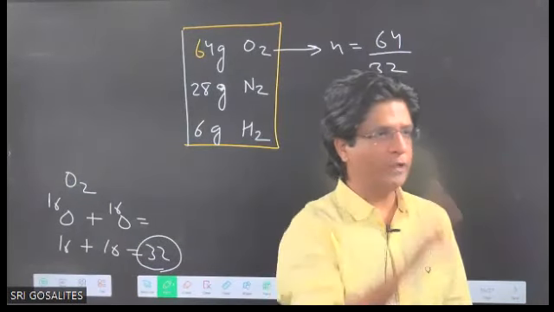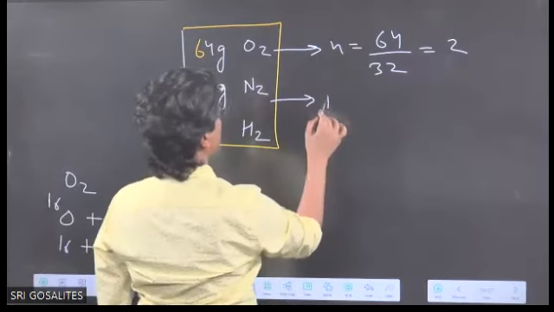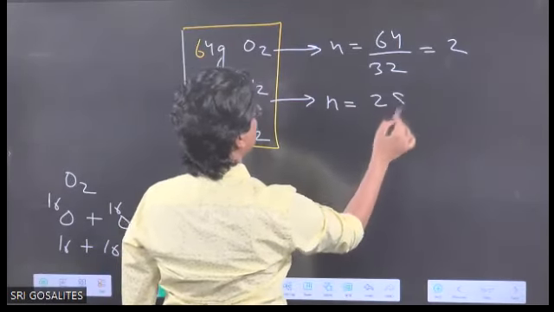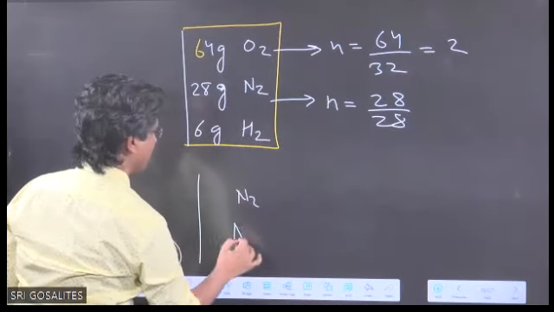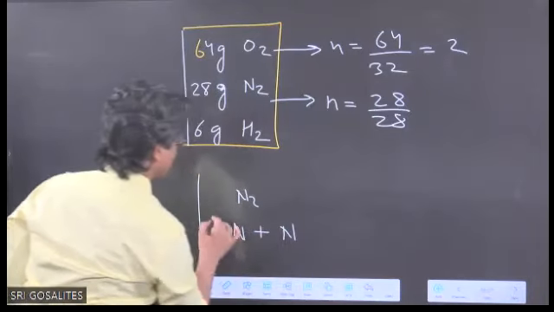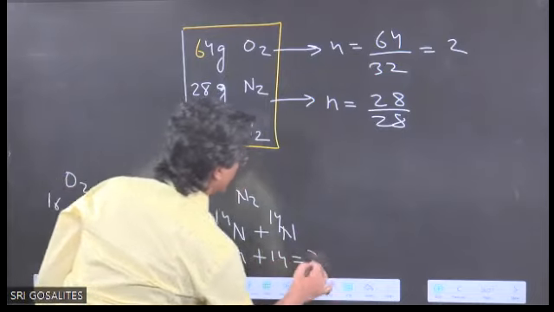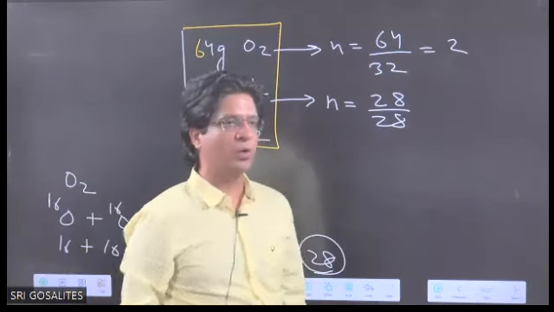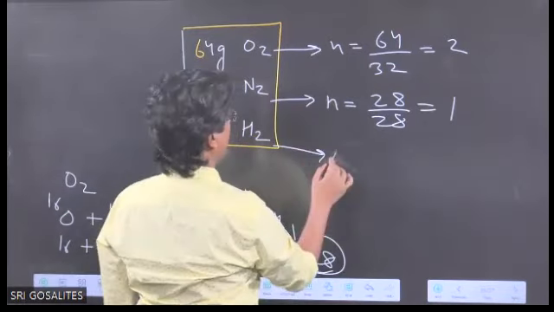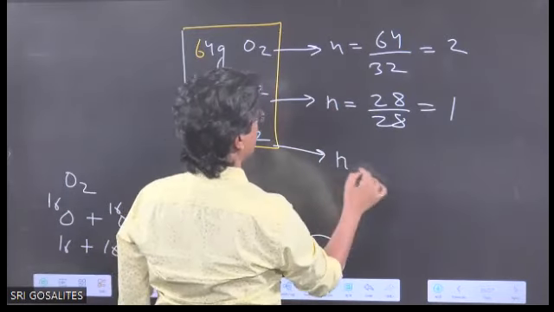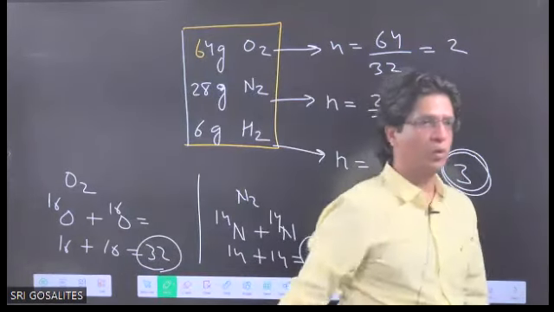Atomic weight was 16. Molecular weight of O2 is 32. Number of moles will be equal to 2. How about N2? Number of moles here will be 28 upon 28, because N2 is basically made up of N and N. What is N? 14 and 14 again. So 14 plus 14 will be 28. So molecular weight of N2 is 28. That will be equal to 1. And of hydrogen, number of moles will be 6 upon 2, 3. So we have got 3 moles. Yes or no?